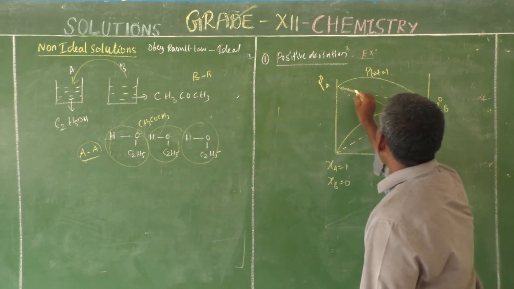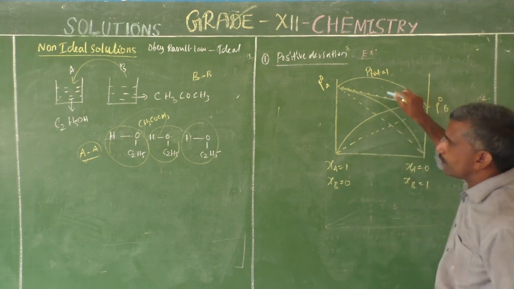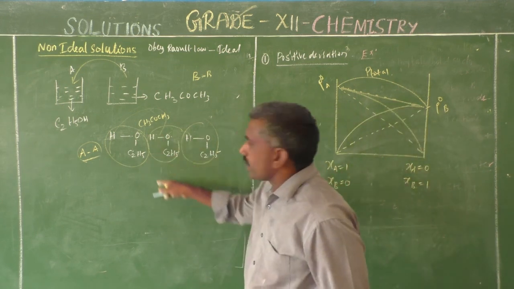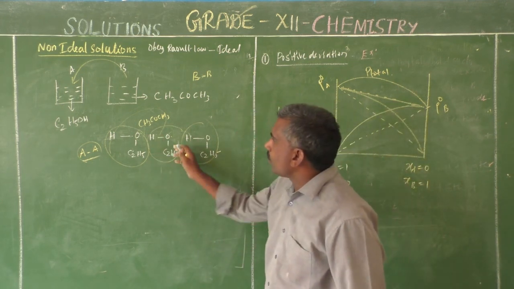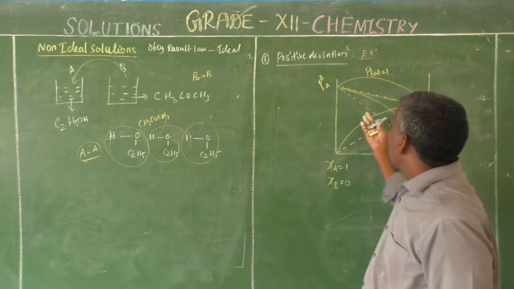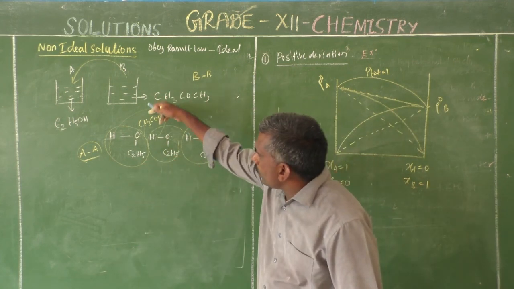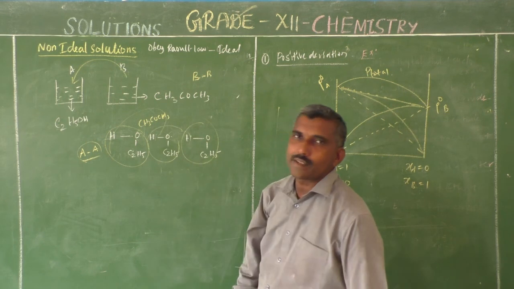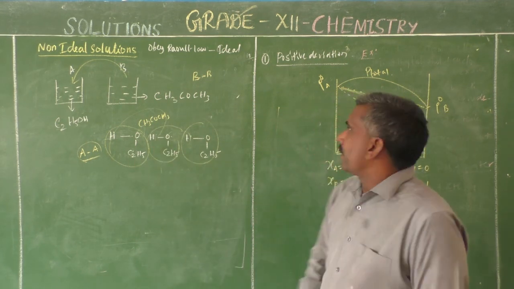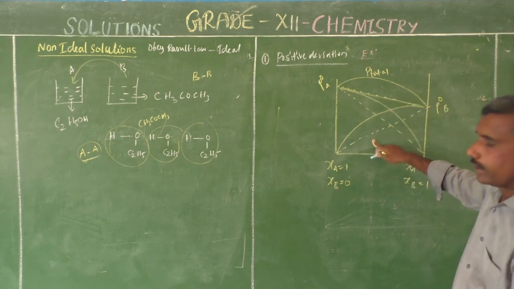This curve does not follow Raoult's law. What is the reason? The hydrogen bond is breaking, the interaction is breaking, so each molecule is separated and easily evaporated. The ethanol molecules easily evaporate, because when the acetone mixes with the ethanol, the hydrogen bond is breaking, so individual molecules are maximum.